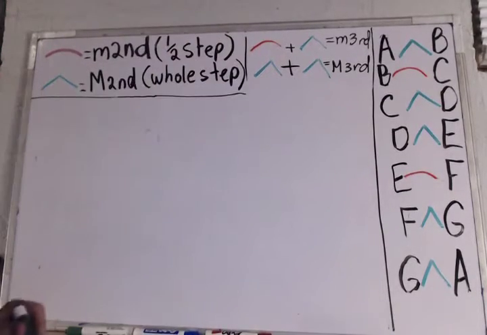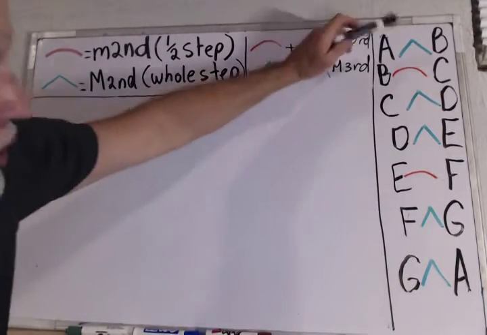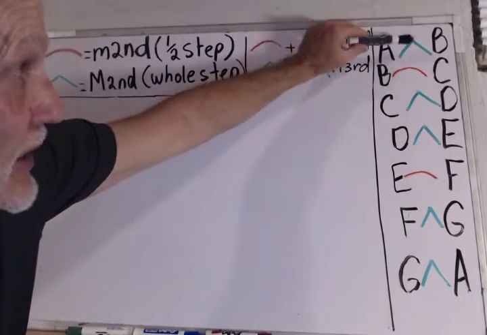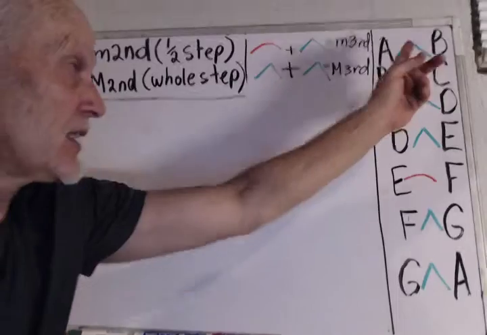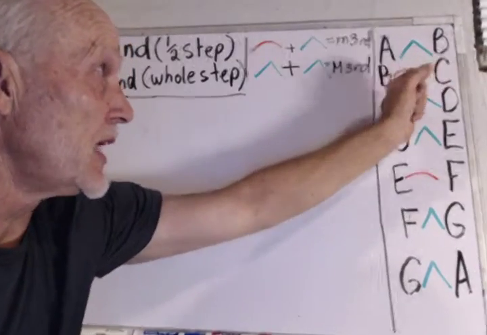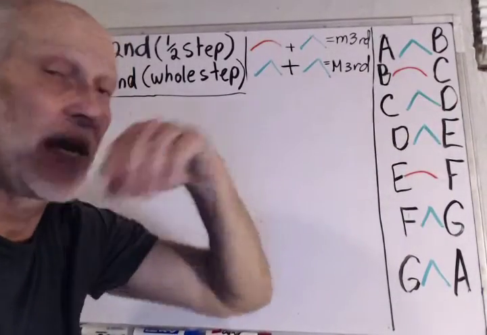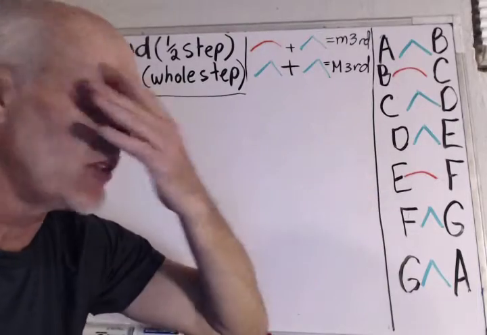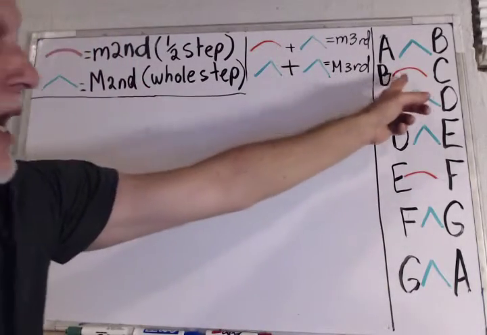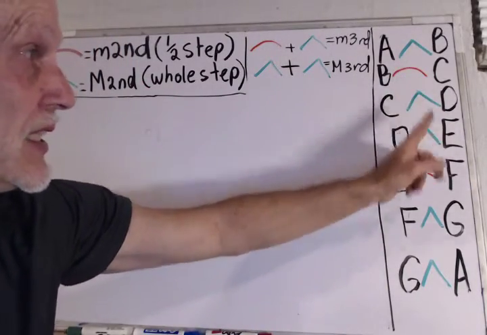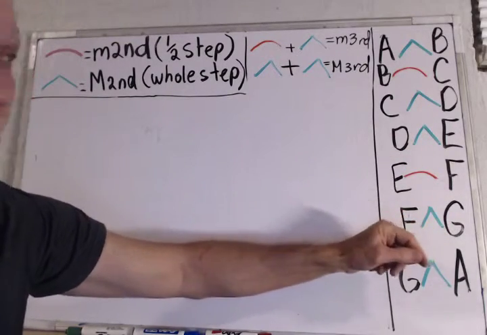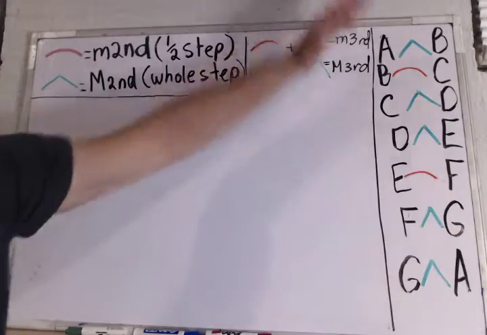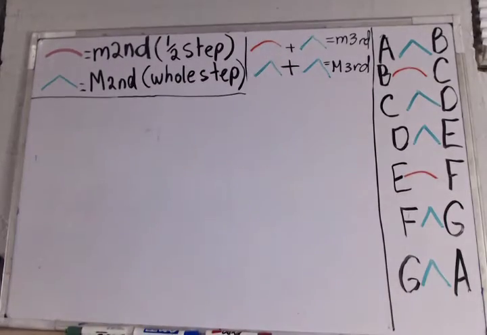All right? Now, between A and B, if you're on the piano, there is a black key in the middle, so that's a whole step. Between B and C, there is no black key in between, so there's nothing in between those keys. It's a minor second. Between C and D, D and E, whole step, and E and F is the other half step. Now, all of the others are whole steps. That's what you need to know.